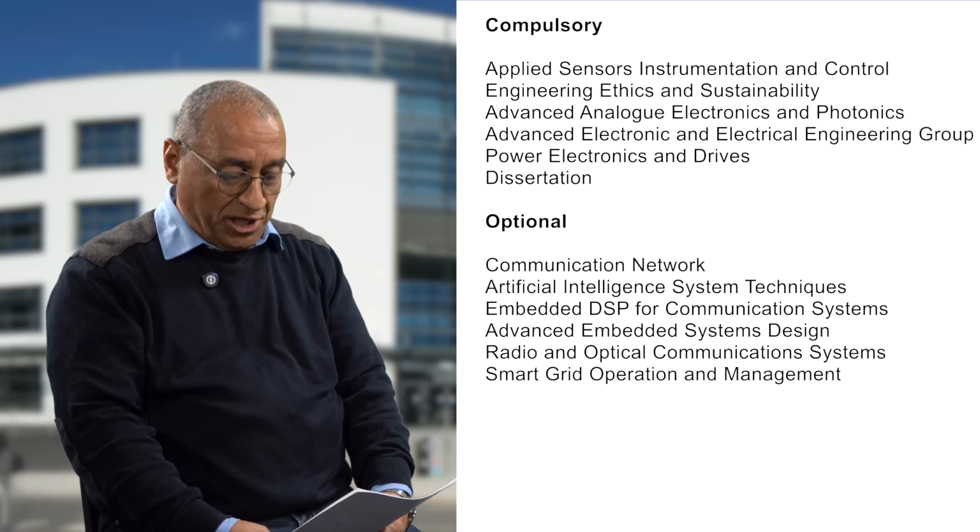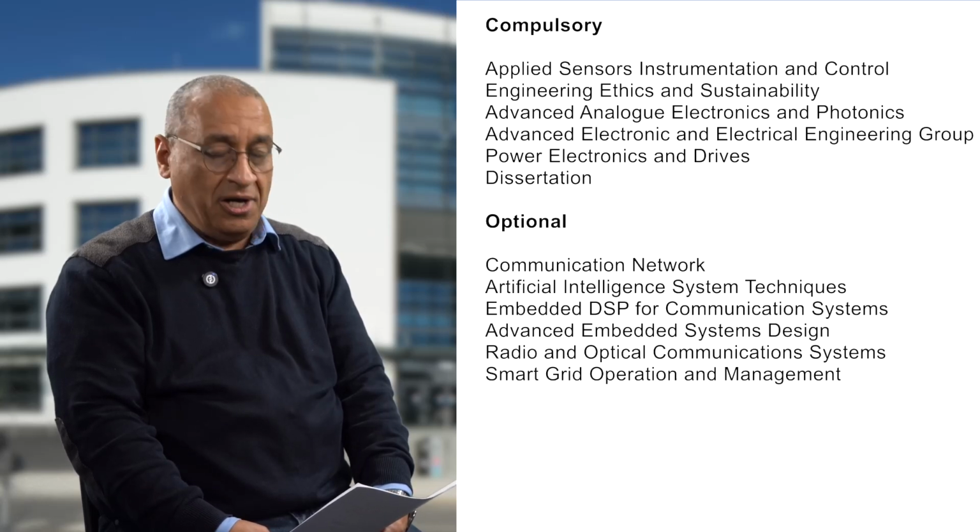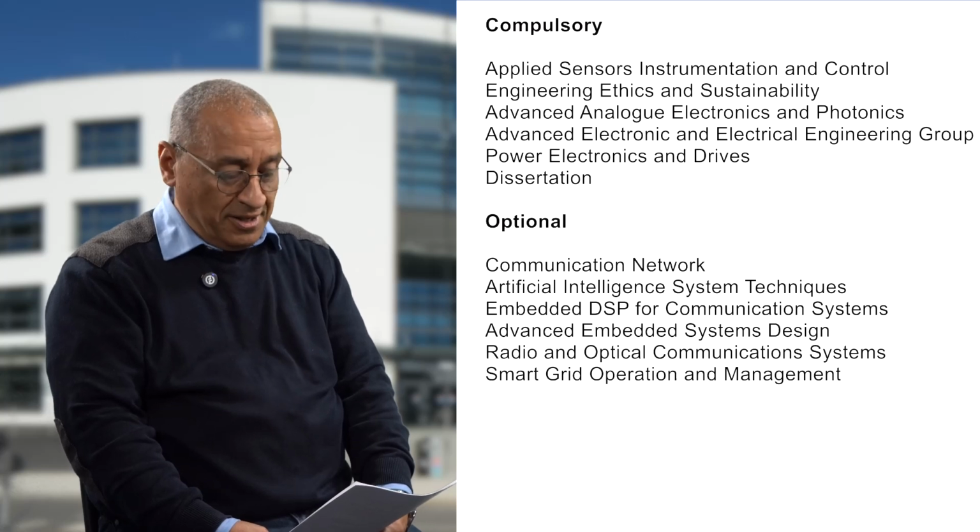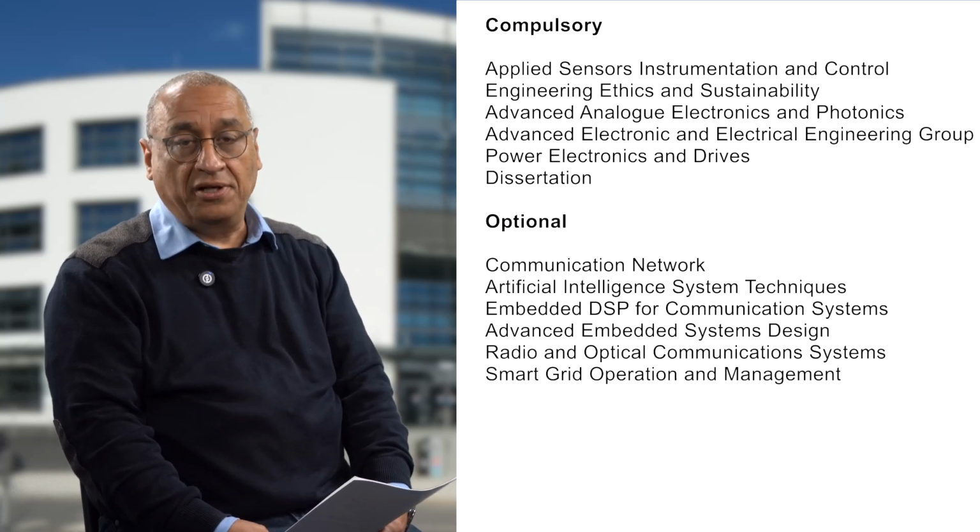For example, we have communication network technology, we have artificial intelligence system techniques, we have embedded DSP, we have advanced embedded system design, we have radio optical communication, and then we have smart grid as well. So quite a few options, and the students need to select 3 out of these modules. Thanks. Now, the dissertation, that's obviously 60 credits, it's a third of the Masters.